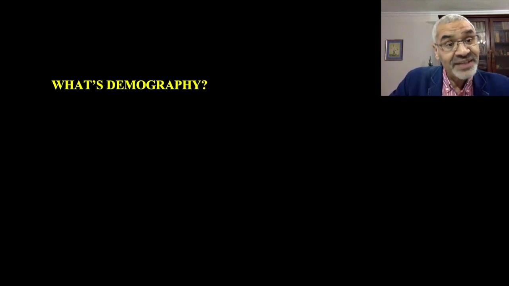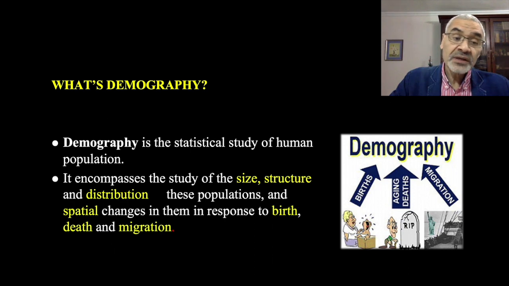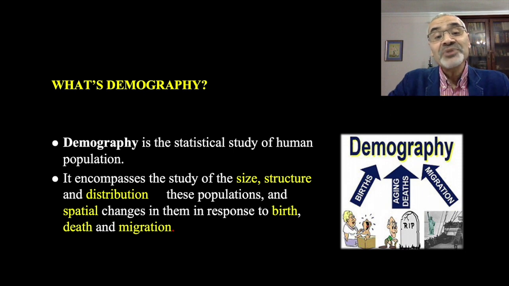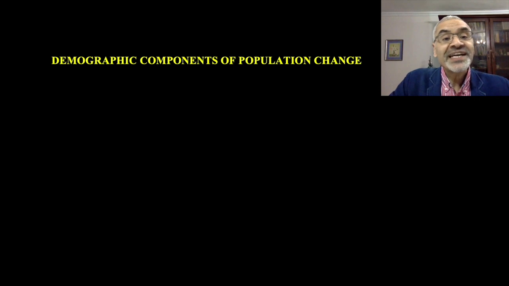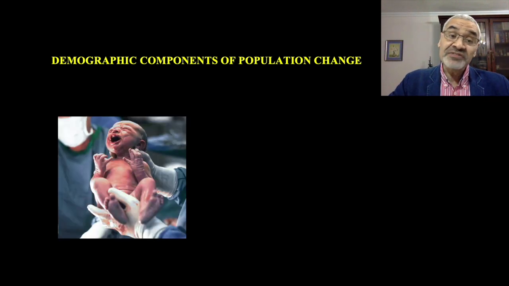So we need also to define demography. What is demography? Demography is the statistical study of human population. It encompasses the study of the size, structure, and distribution of this population and spatial change in them with respect to birth, death, and migration. So the demographic components of population change are births, deaths, and migration. By components, I mean the components of change, the components that affect the size of the population.